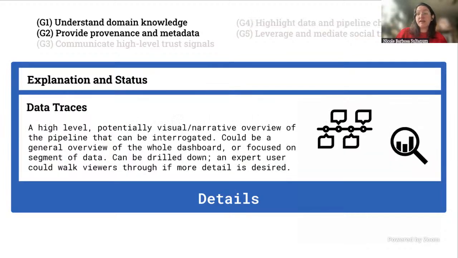Data traces is a variant of explanation and status, but it's triggered on demand and focuses on a particular subset of the data and chronicles how the data got to the VIS. The idea here is consumers could use this to look more closely at those funky smelling data points and get more tailored information on them.